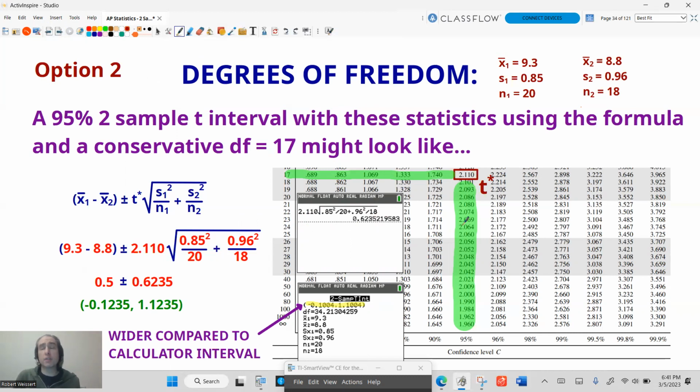It's still the same confidence level, so it's still 95% confident, but the calculator is using a less conservative approach. So it's going to have a narrower, more precise interval, which is, in my opinion, a good thing. I think that you should use that when you're doing a free response question. So again, you're not necessarily going to see this 2.110 by hand and calculate the formula by hand unless maybe you see it in a multiple choice question where they're using the conservative approach. And on a free response, use the calculator.